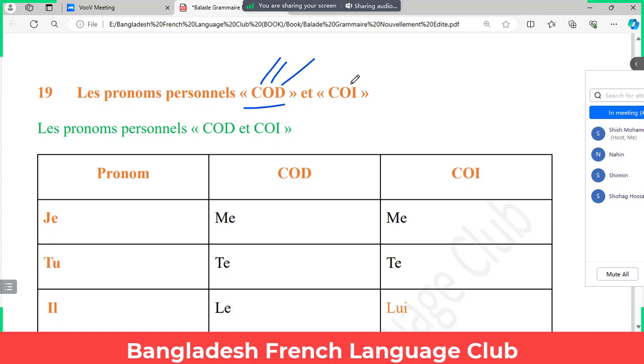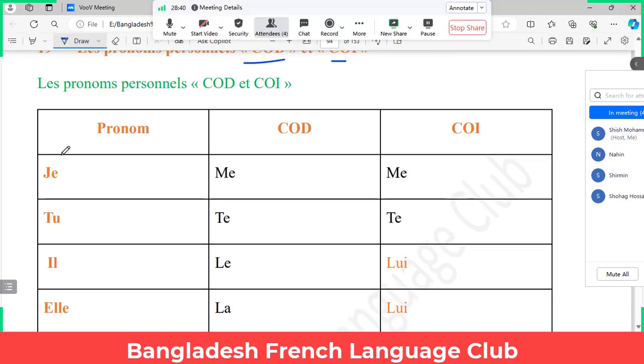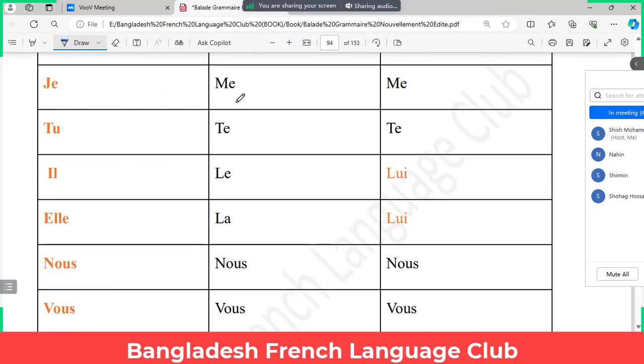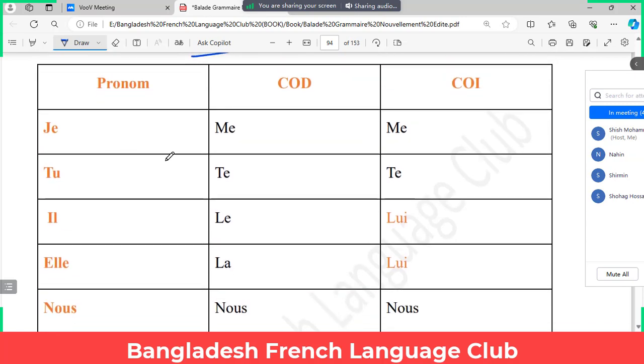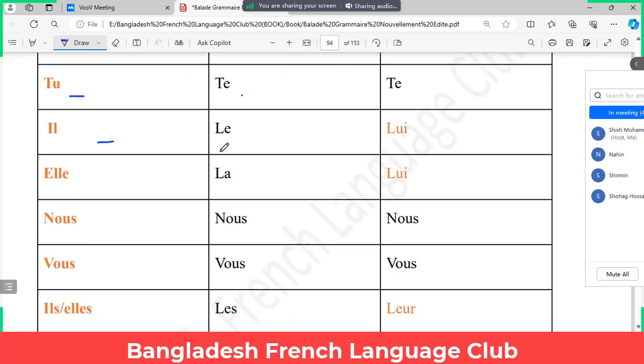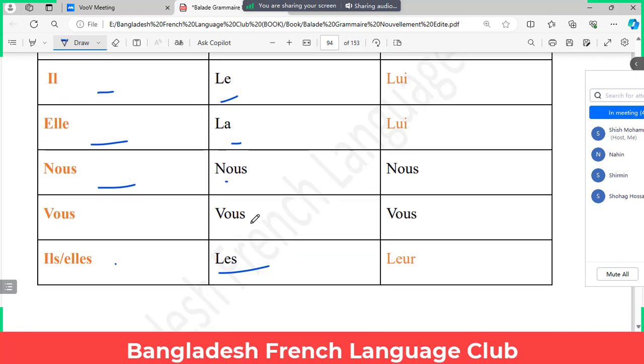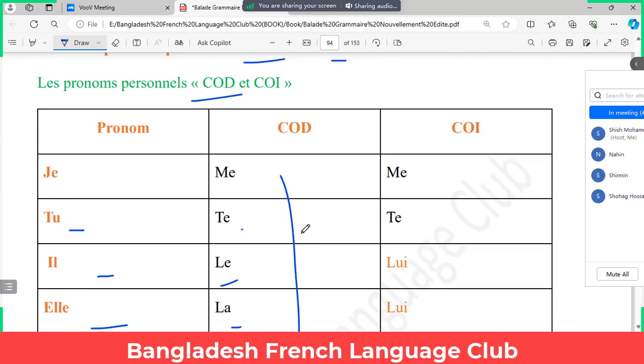And this is the same thing for COI. The abbreviation is complément objet indirect, which means indirect object complement. So in a sentence, if we find that it's an indirect object, then we have something to replace it. So for je it is me, for tu it is te, il is le, elle is la, nous is nous, vous is vous, and ils is les. These are the direct object complements.